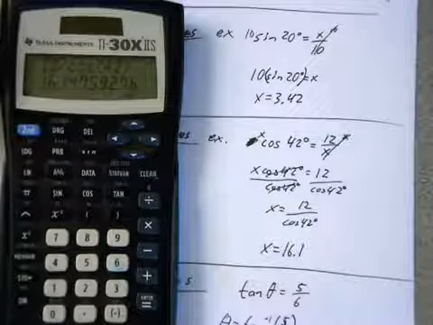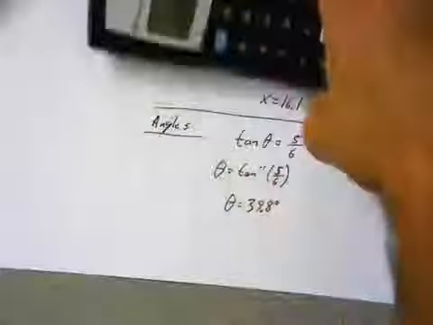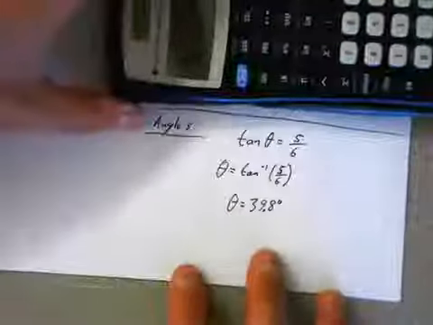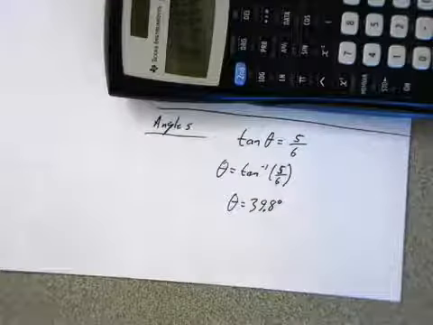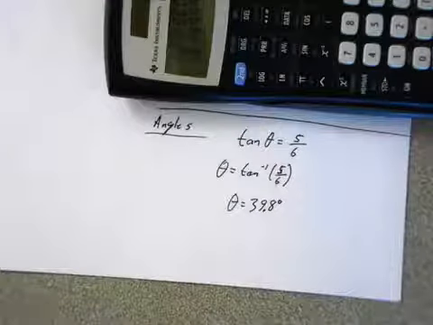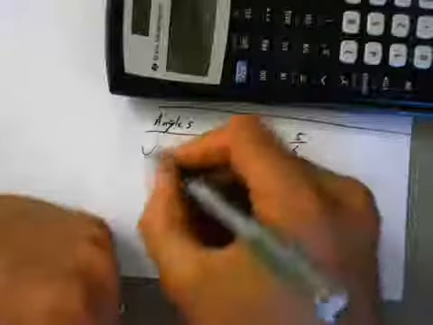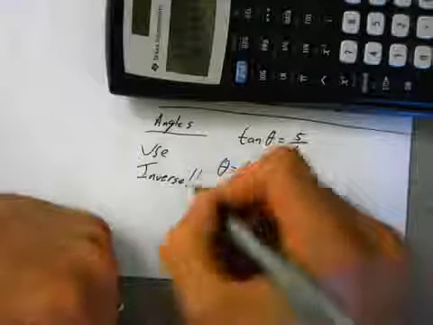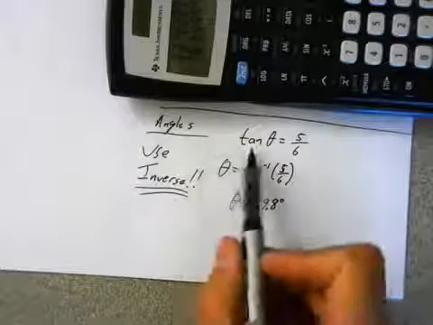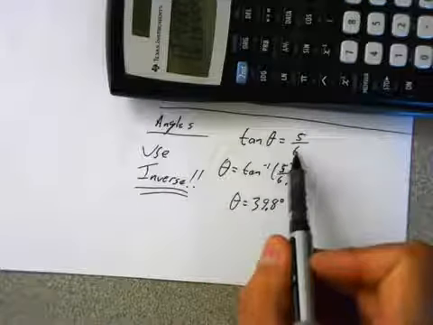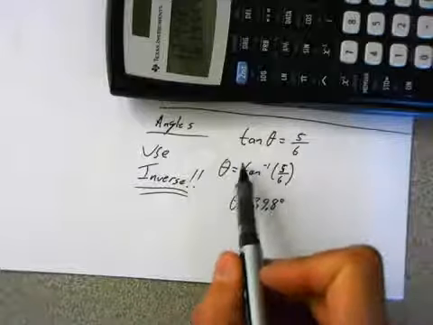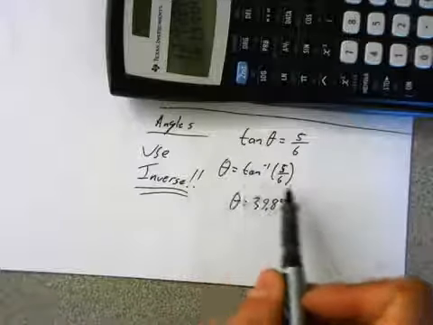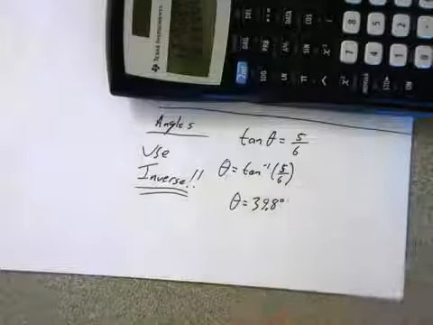All right, last thing. We are now going to look at angles. So in order to solve angles, you guys all remember that you use the inverse, right? Use inverse. So in order to solve the angle when tan theta is equal to 5 over 6, I use the inverse of tan, and it's 5 over 6.